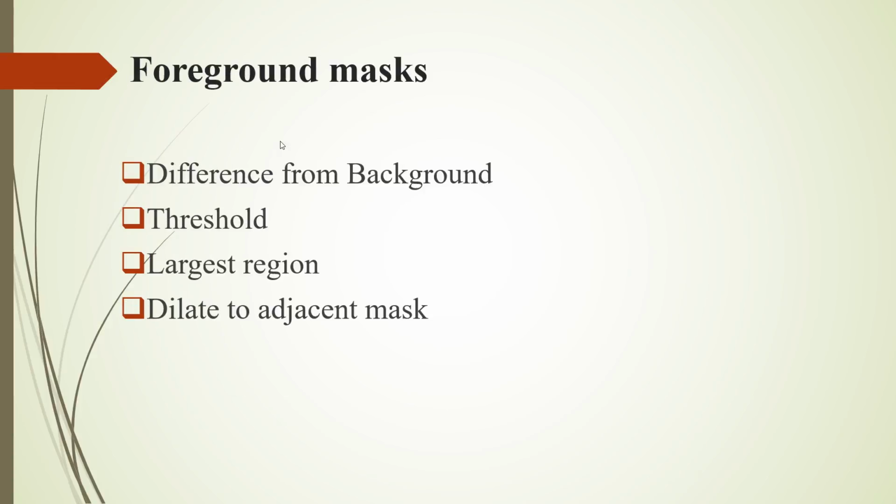Once the background image is extracted and is ready to use, we go for the foreground masks. Foreground mask identifies the difference from the background. It again thresholds the image. So basically the foreground mask technique has the same steps that are involved in the background extraction technique. And finally it is completed with the dilate to adjacent mask step.